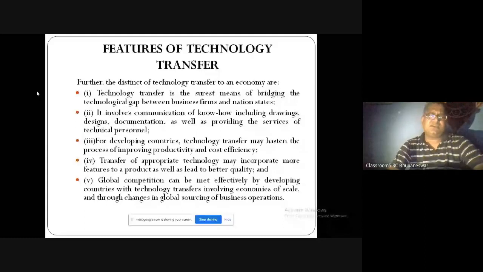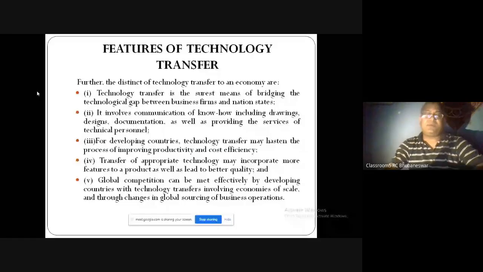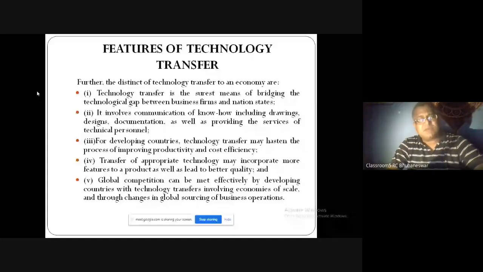What is the feature? It closes the gap between firms and nation states, and it is one type of designing, drawing and know-how service, and a process of improving the quality of services provided. Global competition can be met effectively by developing countries also, or global sourcing of business operations can be made through technology transfer. However, there are some mechanisms for technology transfer.